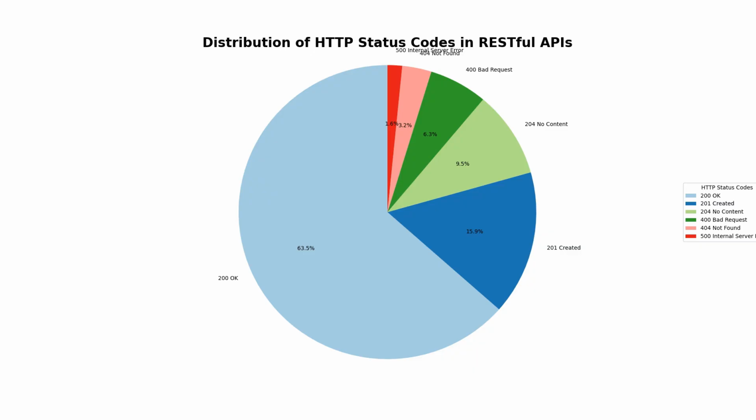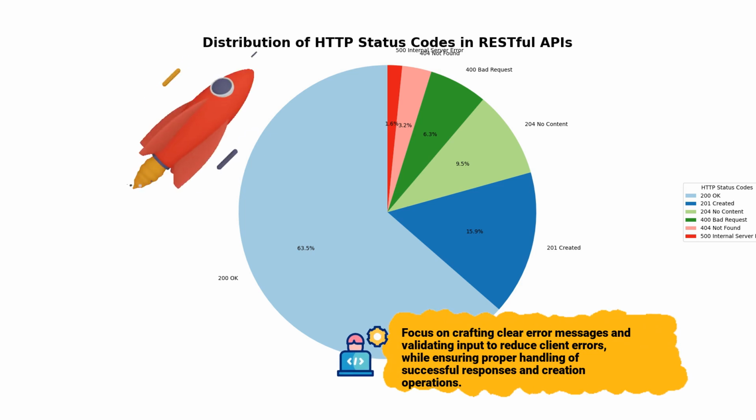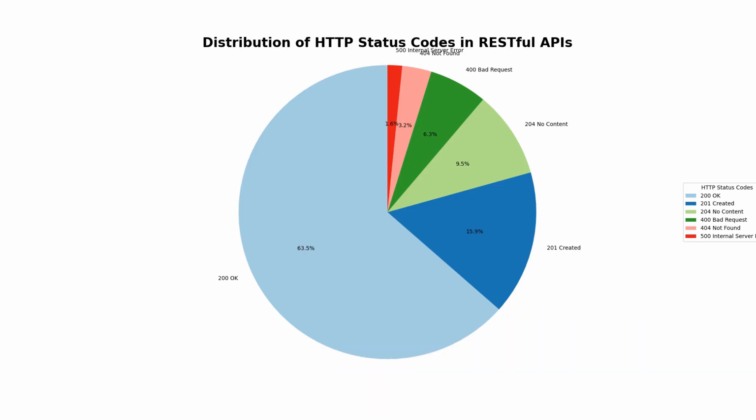Next, we see the second largest piece, 201 Created, at roughly 16%. This highlights that a significant portion of requests successfully leads to resource creation. It really underscores the importance of returning the proper location headers and adhering to 201 semantics for those create endpoints. Moving on, the 204 No Content slice accounts for around 9 to 10%, indicating scenarios where actions complete successfully but with no body to return, which is particularly useful for deletions or update acknowledgements.